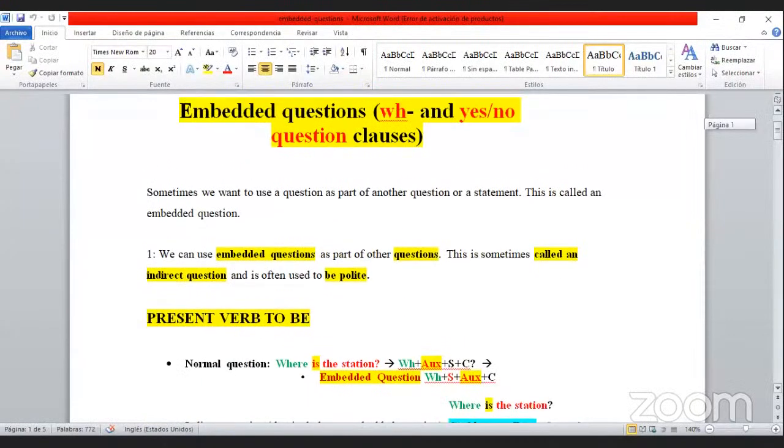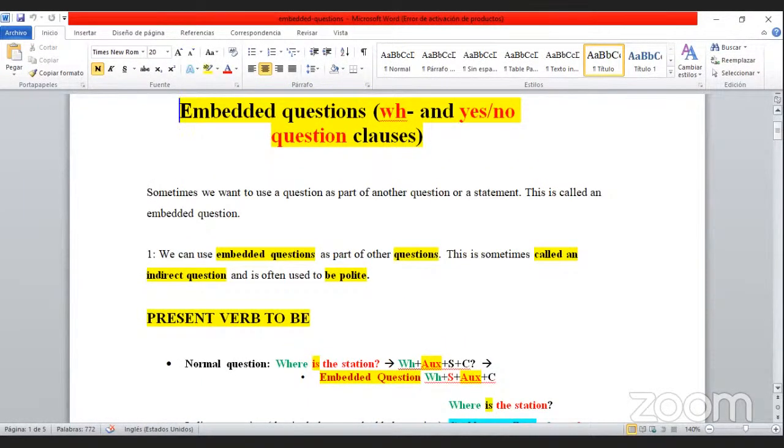So today we have to finish with embedded questions, right? So I will share my screen with you, okay? This is not a difficult grammar, but it is a little bit longer because we will see this grammar with all the tenses. So let's start. Okay, so let's see here.